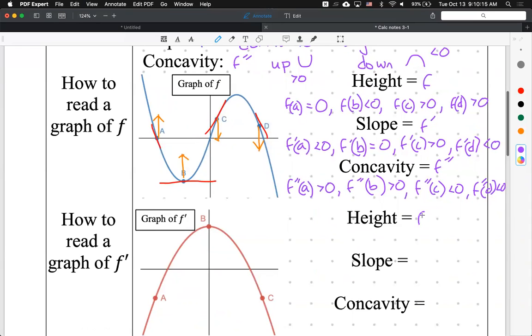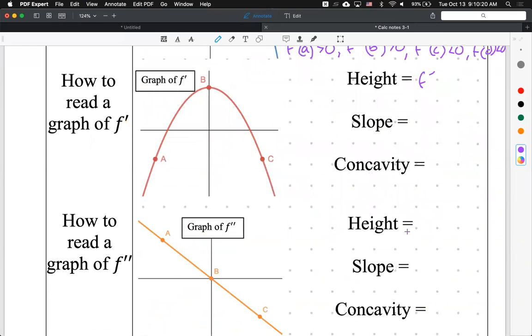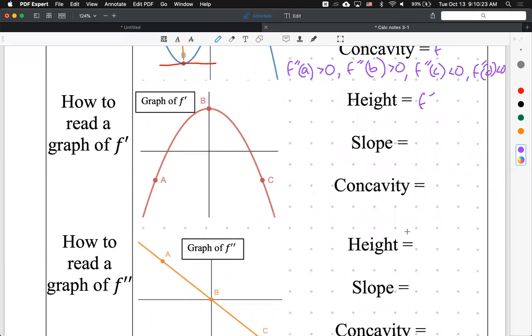I don't want to give too much away, but you can probably guess what height is going to be down here on a graph of f double prime. So let's start with just height. That's f prime. If that's height, what is slope? f double prime. And then what is concavity? f triple prime. Okay, so f triple prime has a unique name.